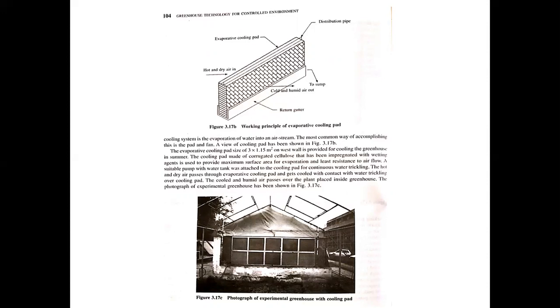The hot and dry air passes through the evaporative cooling pad and gets cooled by contact with water trickling over the cooling pad. The cooled and humid air passes over the plants placed inside the greenhouse. The photograph of the experimental greenhouse has been shown in figure 3.6.